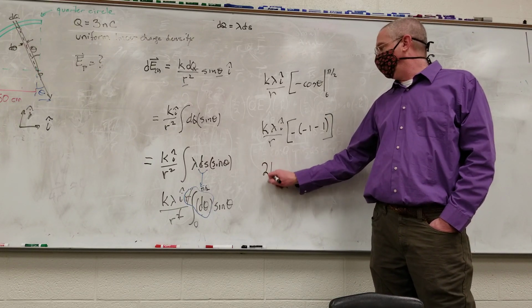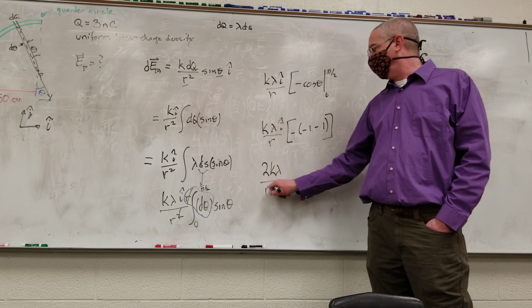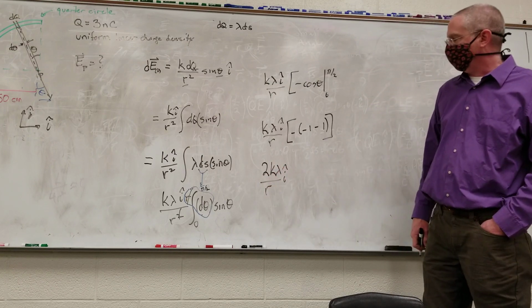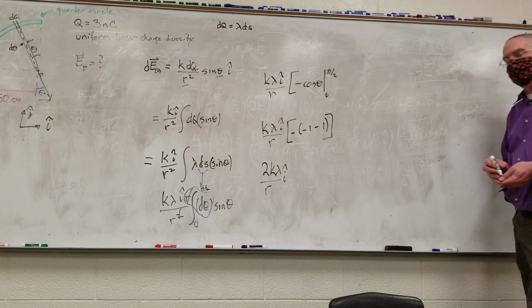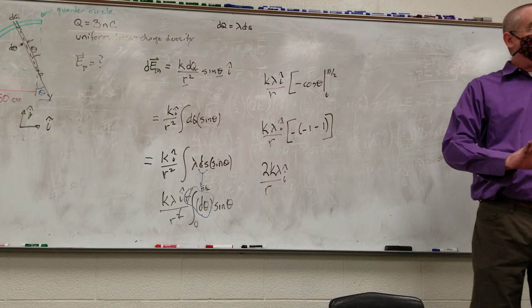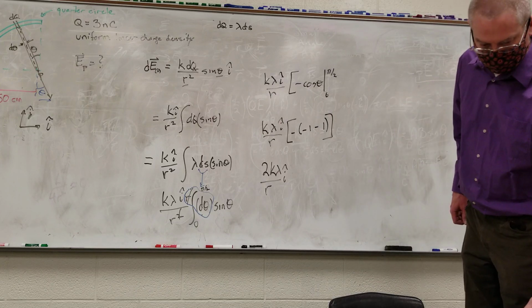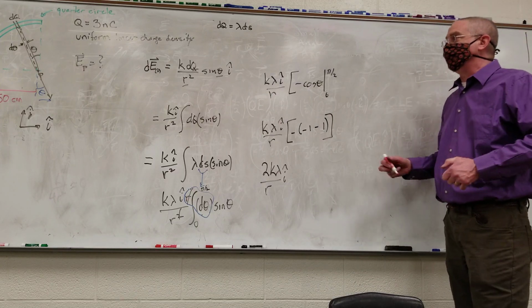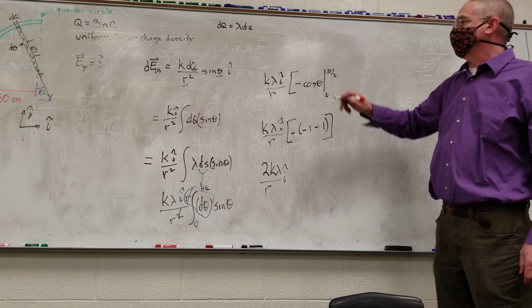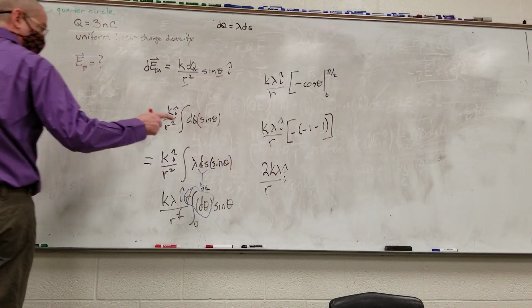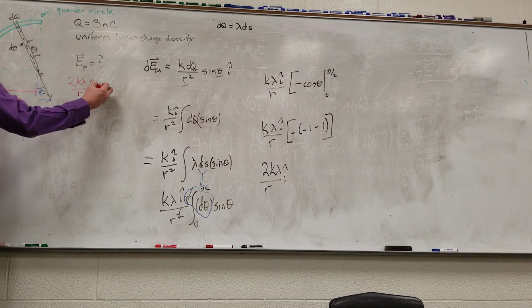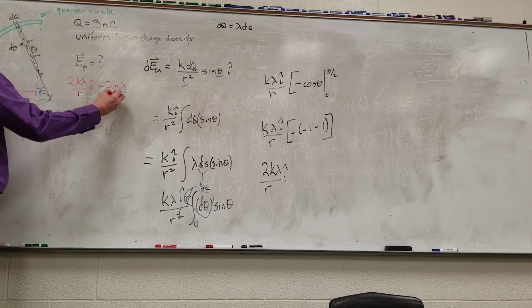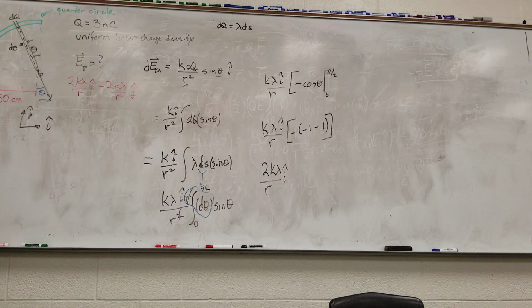So we get 2kλ over R i hat. And again, don't forget, we've done the bulk of the problem here. However, that's only half the solution. We've already thought through the full solution. So the full solution is 2kλ over R i hat minus 2kλ over R j hat.